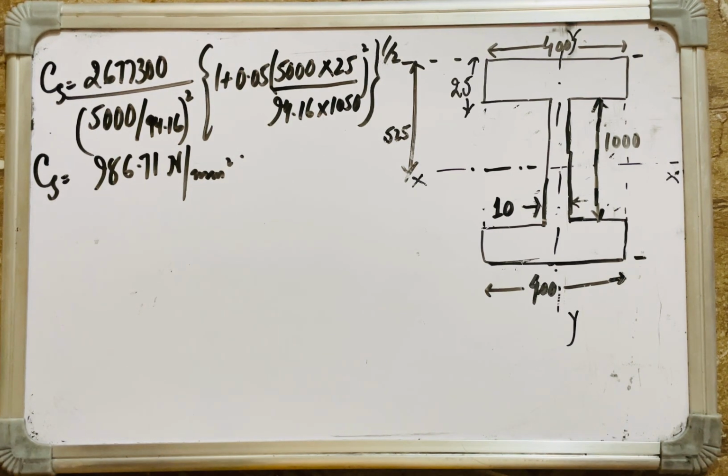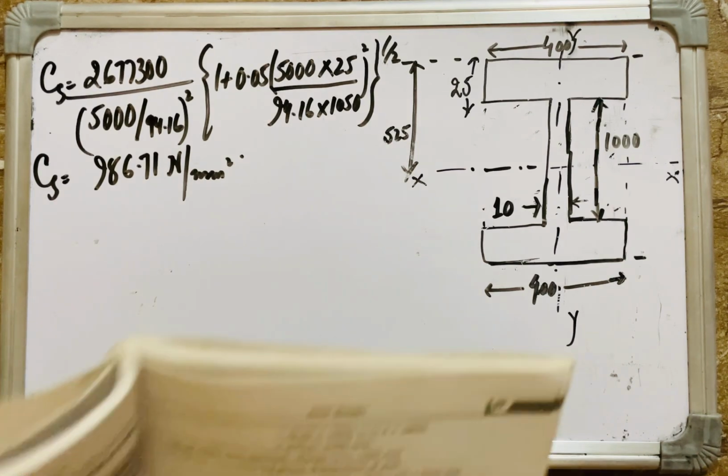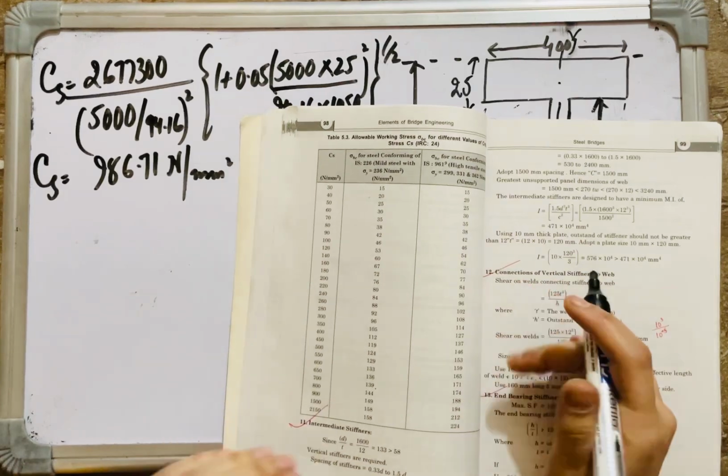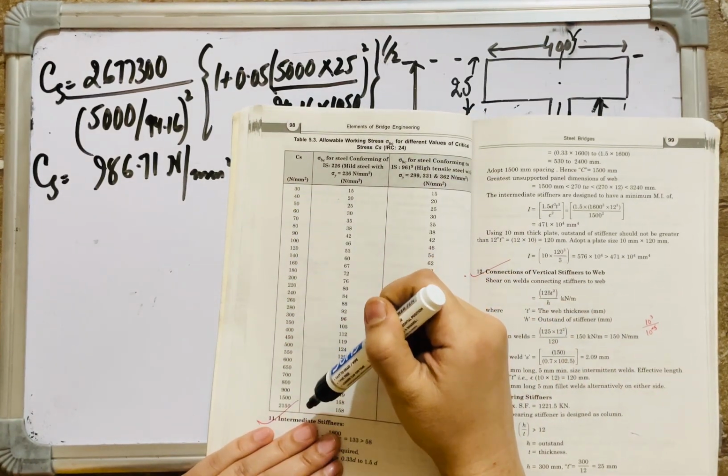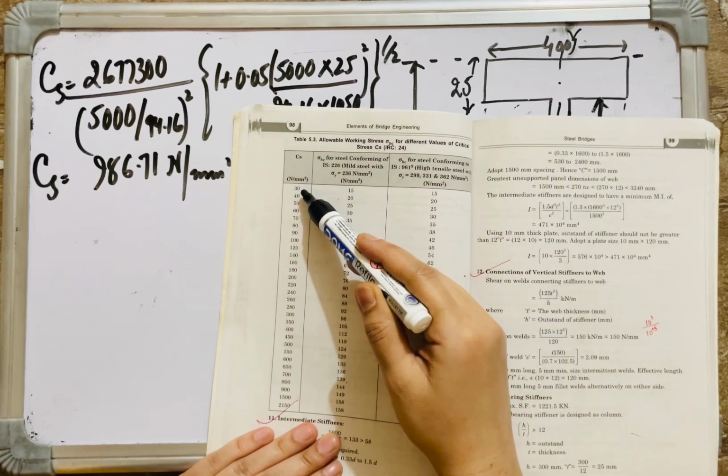Now, the allowable working stress or the permissible bending stress for different values of critical stresses are prescribed in the table as given by the IRC, and the permissible bending stress corresponding to the critical stress of 986 is how much? As given in the table, it is 149. Please see the table. This is the table. From here, elastic critical stress in Newton per mm squares.